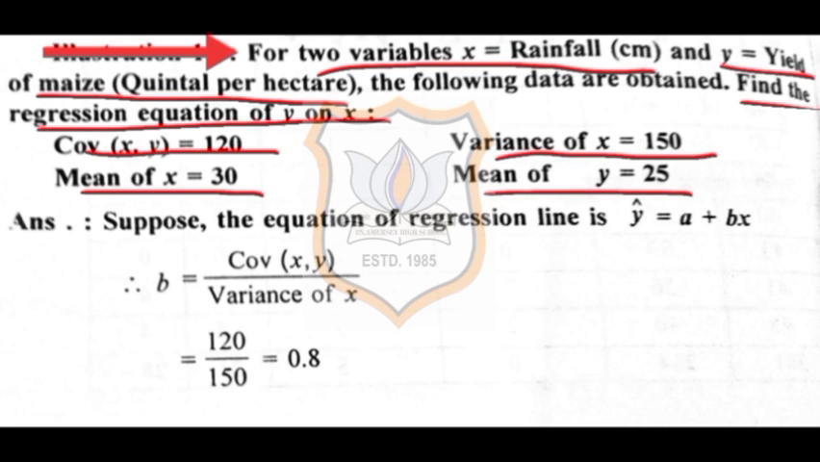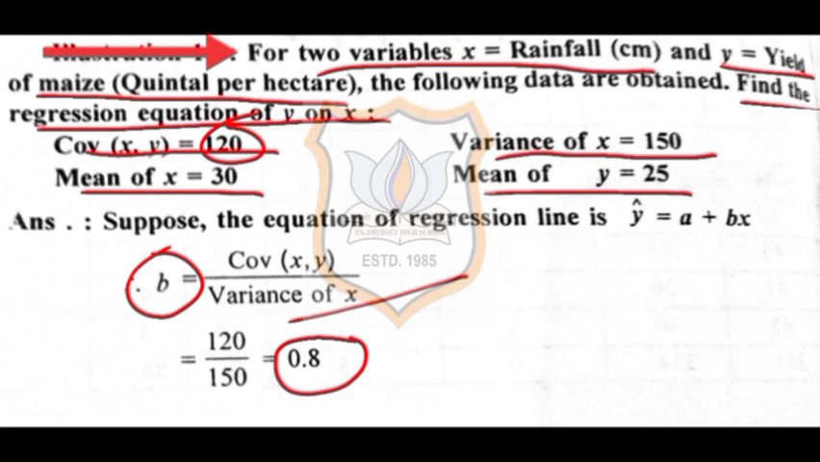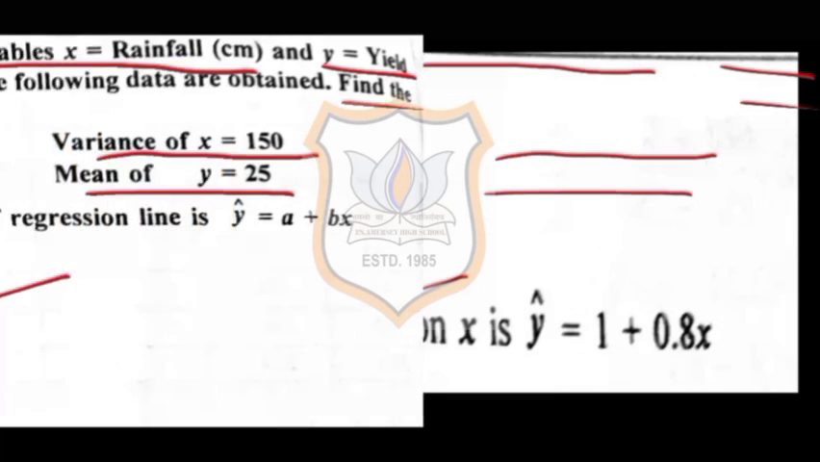Now the first thing for finding regression equation, what we are going to do, we will find b. Here covariance is given. So the formula for b will be covariance xy upon variance of x. Covariance is 120, so we will substitute over here. Variance of x is 150, so we will substitute over here, and we will get the value of b as 0.8.